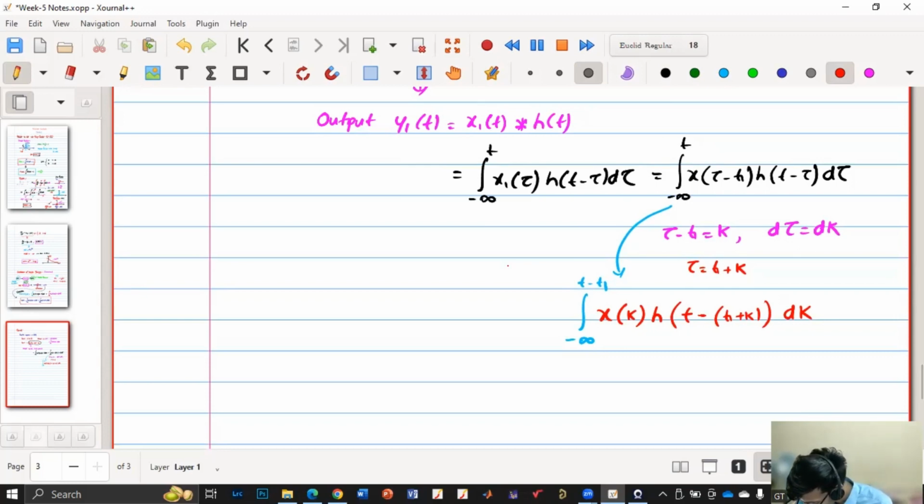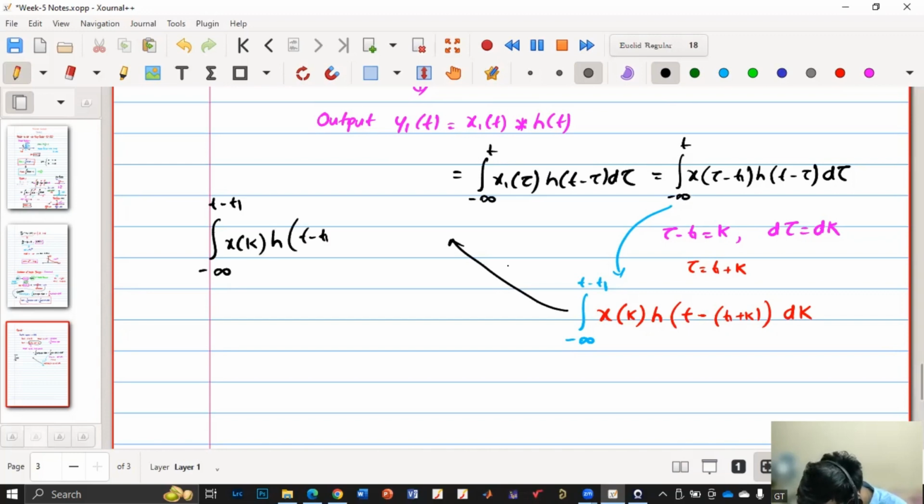Okay, so just let me check over here. Tau minus T1 is K, and H of T minus tau. So T, okay. Now I'll write it here. Integral from minus infinity to T minus T1 of x of K H of T minus T1 minus K dK.